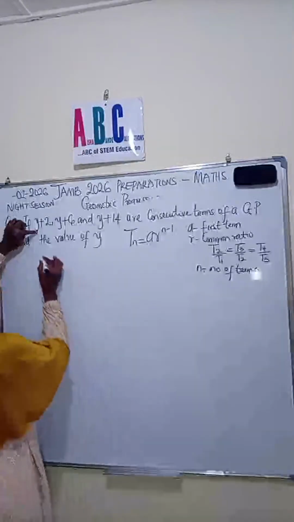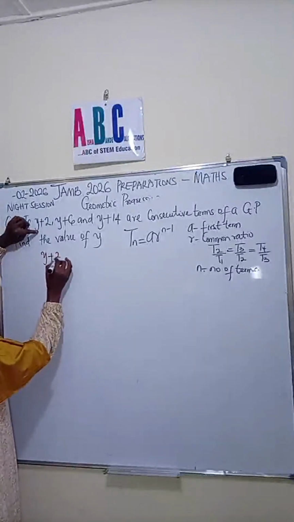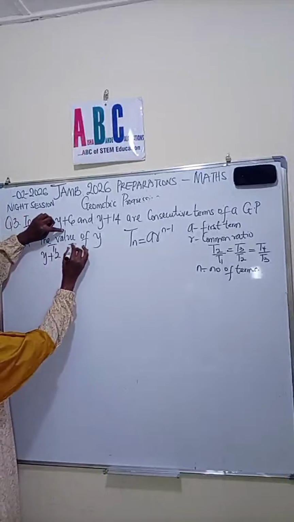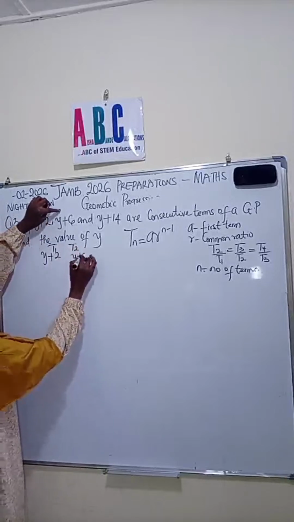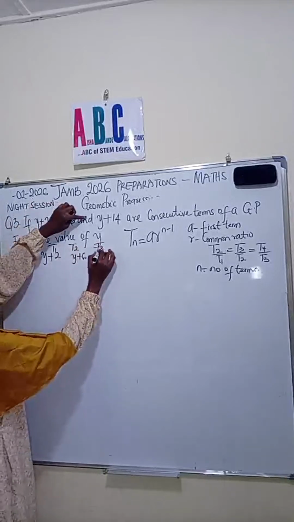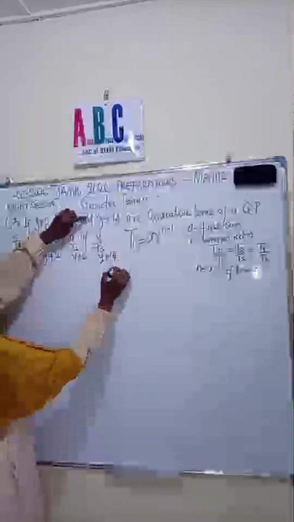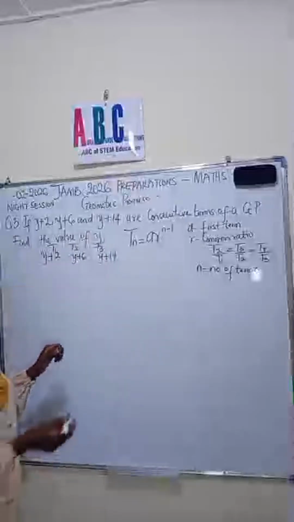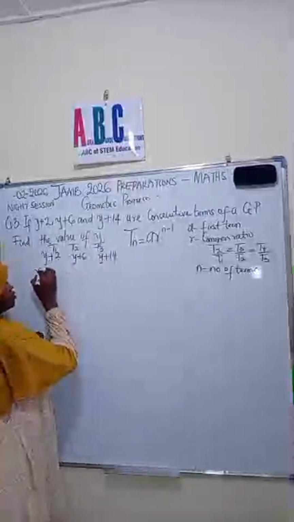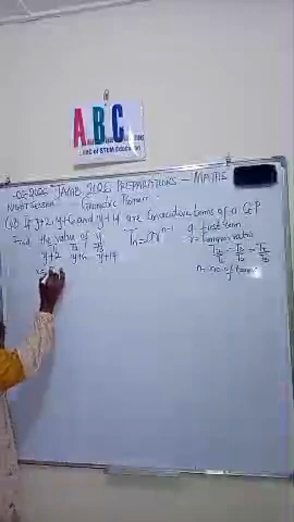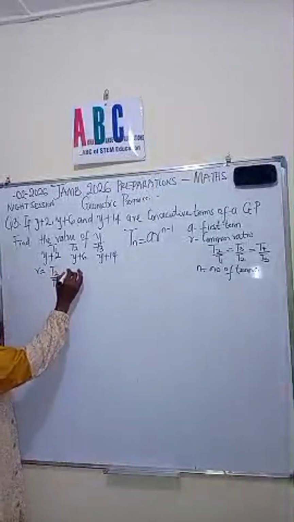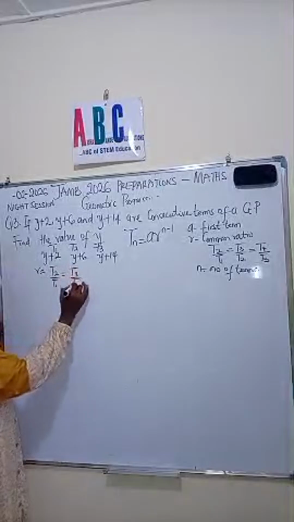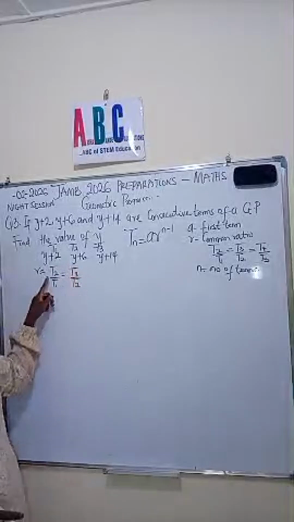So we have y plus 2. This y plus 2 is the value for T1. T2 is y plus 6. And T3 is y plus 14, sorry. Since they say they are consecutive terms of a GP, we can use the common ratio R. We can use T2 over T1 equal to T3 over T2. So now we just substitute.